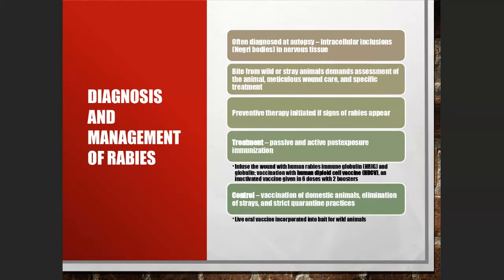And this is some of the diagnosis, prevention, and management of rabies. Treatment mostly uses passive and active post-exposure immunization. It is controlled by vaccination of domestic animals. So like dogs, for example, they should get vaccinations against the rabies virus.